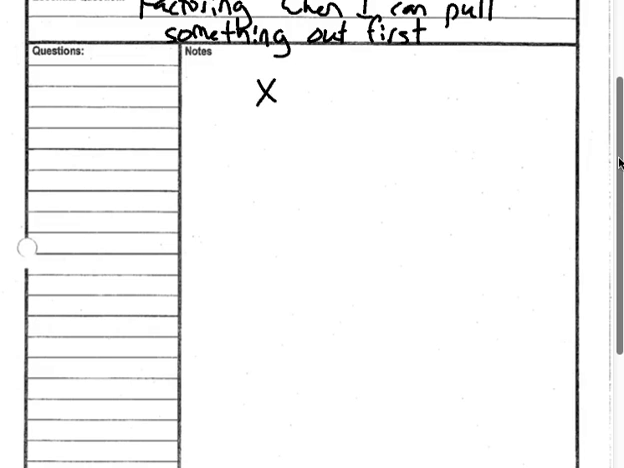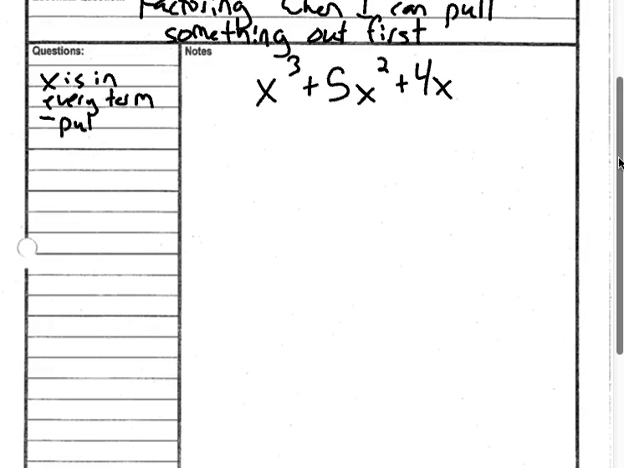So if I'm starting with something such as x cubed plus 5x squared plus 4x, what I'm noticing is x is in every term. So what does that mean? It means that I can pull it out. So if I have an x everywhere, I'm going to pull that x out.